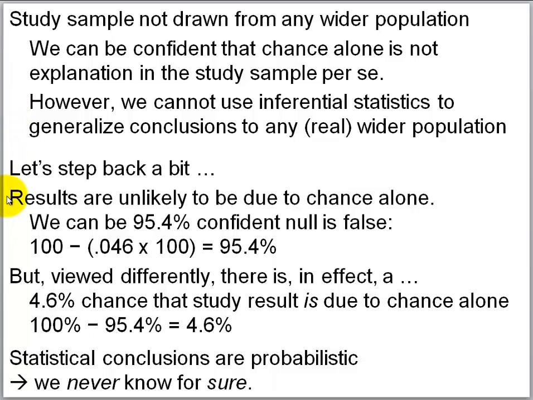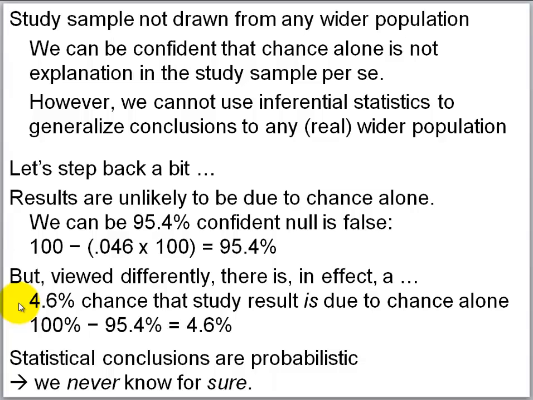Now, I've been talking as if we know that the result is due to the treatment intervention, but let's step back. The results are unlikely to be due to chance alone, and indeed we can be more than 95% confident that the results aren't due to chance alone. I mean, the p-value was 0.046, and we can actually carry out a calculation. We can be 95.4% confident that the result is not due to chance alone. But viewed differently, there is in effect a 4.6% chance that the study result is due to chance alone.